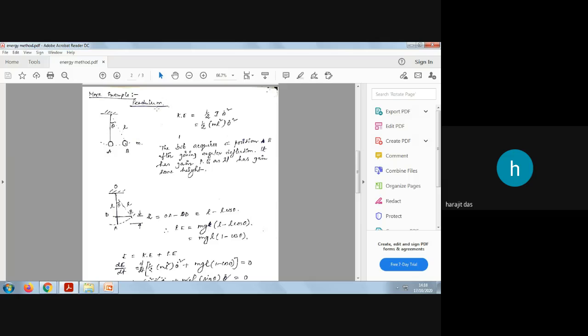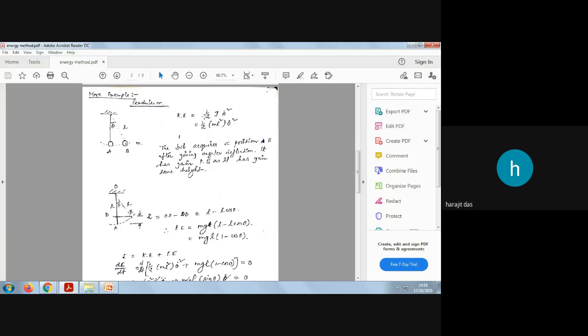When you write in your copy, you should write that one simple pendulum is shown in the figure. The bob has mass m, the length of the simple pendulum is L, and it is deflected by an amount theta. Then the kinetic energy generated in the system due to this angular displacement will be half I theta dot square, just like half mv square.